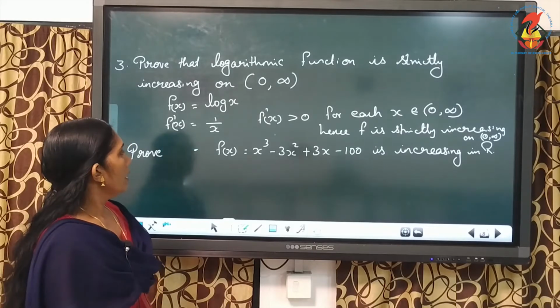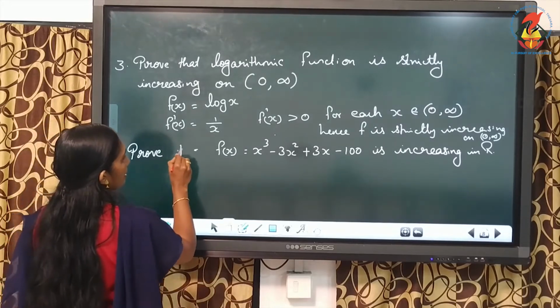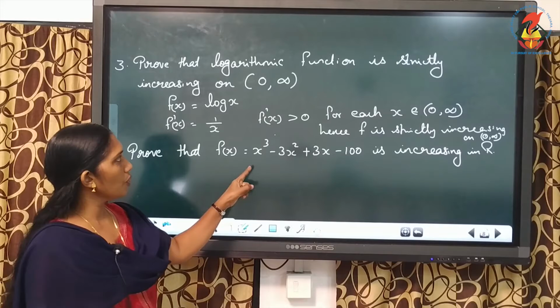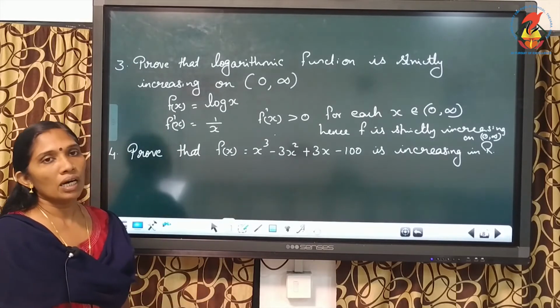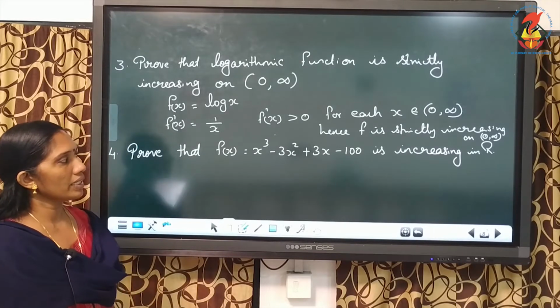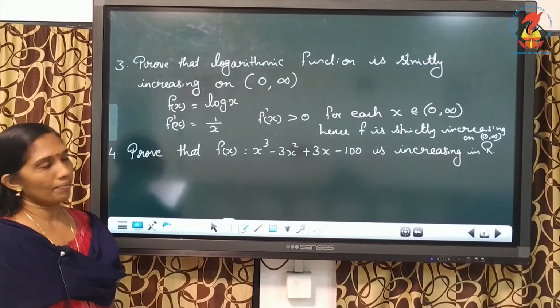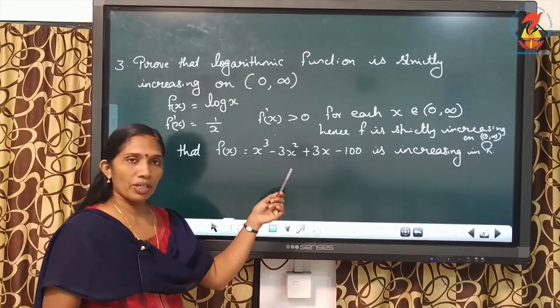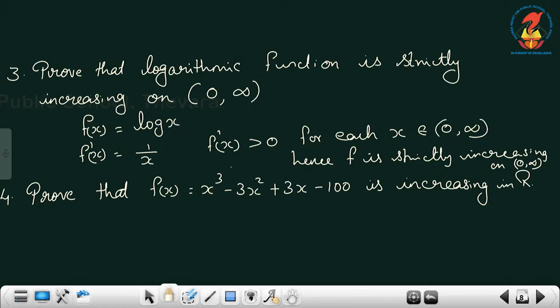Okay. The next one is: prove that f of x equals x cube minus 3x square plus 3x minus 100 is increasing in R. Like a polynomial function, it is defined for every real number. So first we find the derivative: 3x square minus 6x plus 3. The last term is a constant, its derivative is 0.